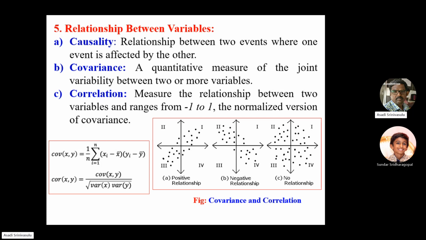And usually covariance of x comma y equals 1 by n of sigma i equals 1 to n of (xi minus x bar) multiplied by (yi minus y bar). So this is the formula we are using. Correlation of x comma y is covariance of x comma y divided by the square root of variance of x multiplied by variance of y. So this is the relationship between variables.